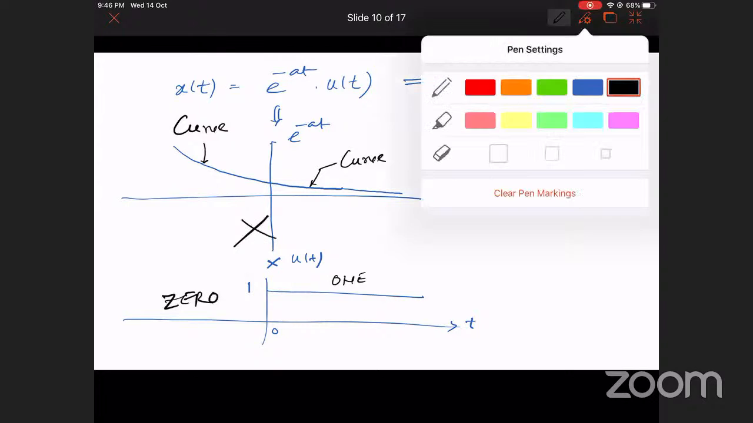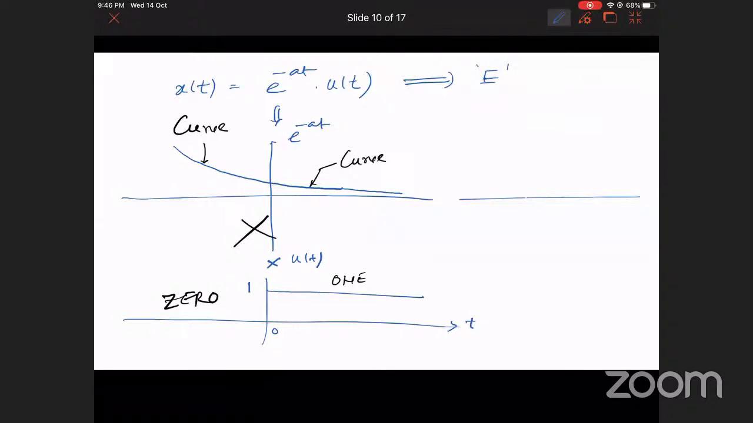So when you multiply, what you get on left hand side, you will get absolutely 0, because on left hand side u of t is 0. On right hand side, e to the power -at is a decaying curve. On right hand side of u of t, it is 1. So curve into 1 becomes what? Curve. So you get a curve over here. So this is the characteristic, guys. This is a characteristic. Okay.